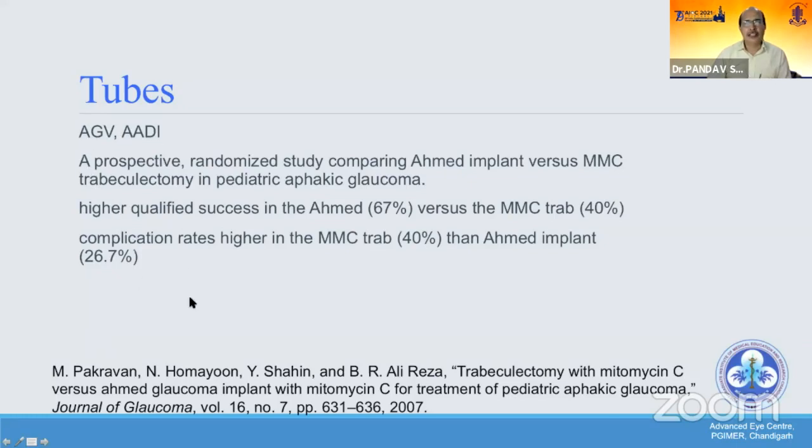So AGV as well as ADI can be tried in these procedures. ADI is like a wearable implant. AGV is a valve device, whereas ADI is a non-valve device, which is cheaper than AGV and is easily available in India. If you look at the prospective randomized studies with Ahmed implant and trab with mitomycin C, this is for cases which are quite intractable. Here the Ahmed, the tube surgery, appears to be doing better than the trab with mitomycin C in terms of success rate as well as complications.